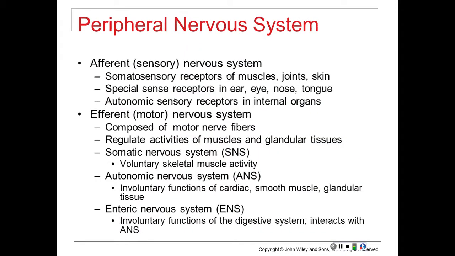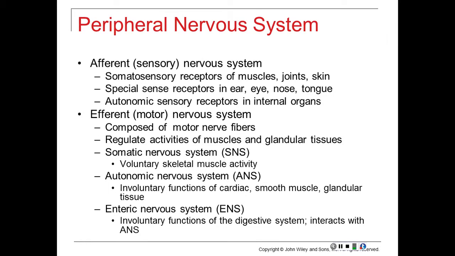Our peripheral nervous system can further be divided into the afferent system and the efferent system. The afferent system is our sensory nervous system. Think of senses: something feels good, something smells good, or something sounds good. That A in afferent can make that association for you. So the afferent nervous system is our somatosensory receptors within our muscles, within joints, and within our skin. In other words, it's communicating to the central nervous system our overall body position and whether or not various muscles are flexed or extended.